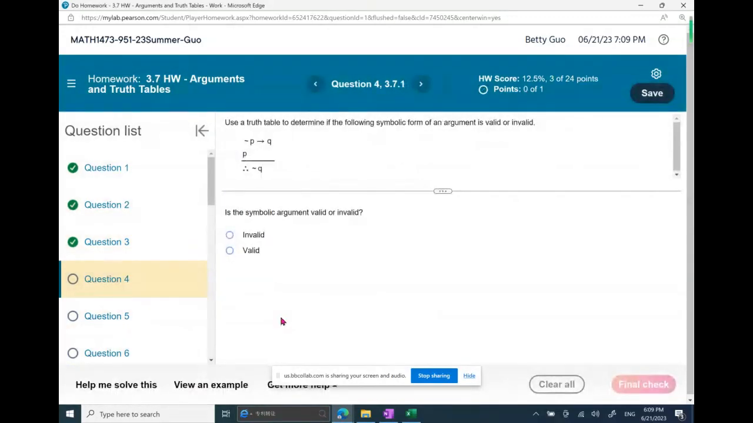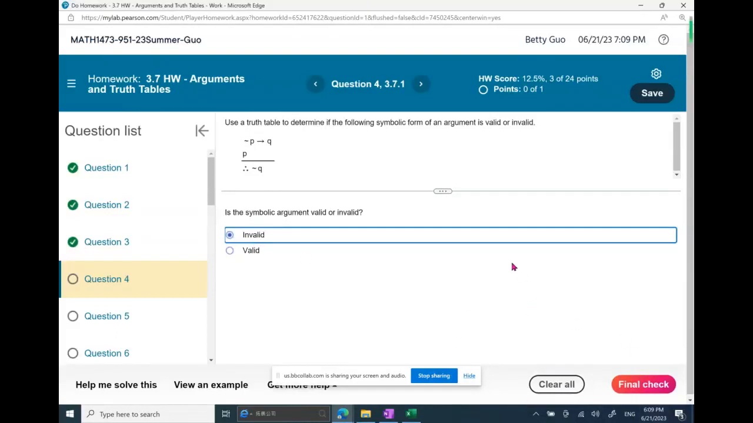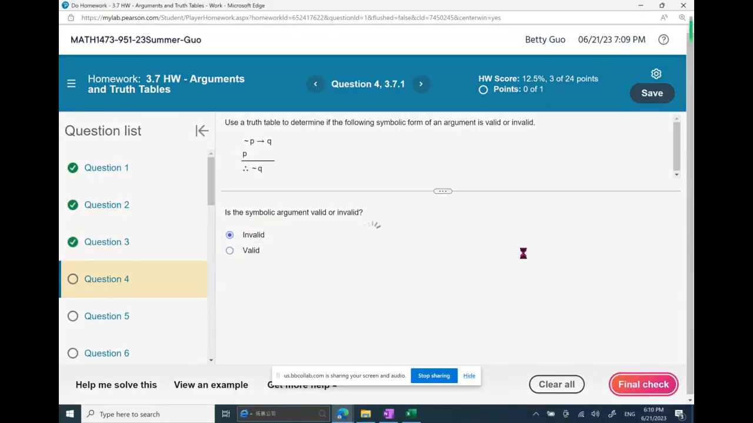Question number 4. First premise, not P implies Q. Second premise, P. So not Q. So this is a fallacy. Fallacy of inverse. We had that covered in question 2, right? Yeah. Oh, hold on. No. So yeah, it is fallacy of inverse. So P is the negation of not P. Not Q is the negation of Q. So this is invalid. Again, it's a fallacy of inverse.